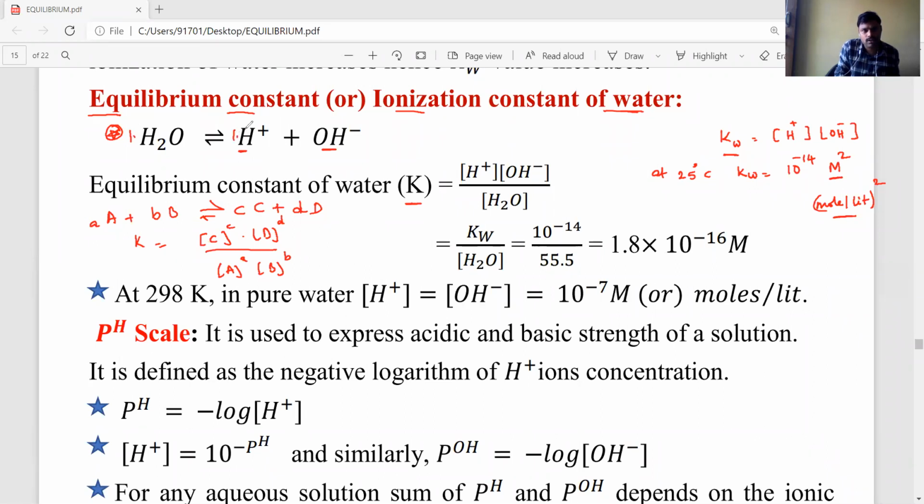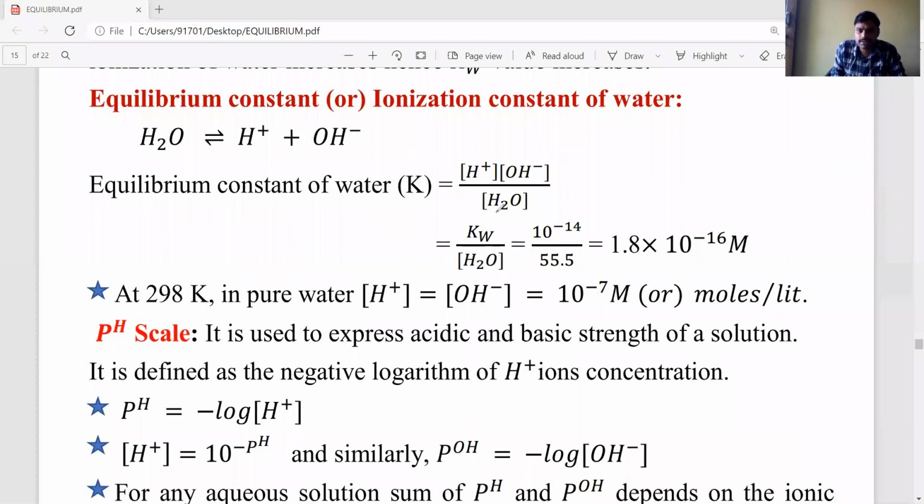These are the stoichiometric coefficients. 1 mole of H2O ionizes to give 1 mole of H plus ions and 1 mole of OH minus ions. For this equation, the equilibrium constant, known as the ionization constant of water, is equal to the H plus ion concentration times the OH minus ion concentration, divided by the concentration of H2O. Okay, students, it's very clear. The H plus concentration times the OH minus concentration is nothing but Kw.